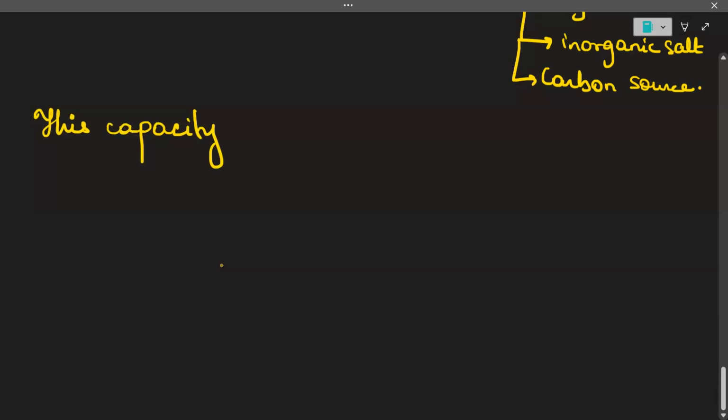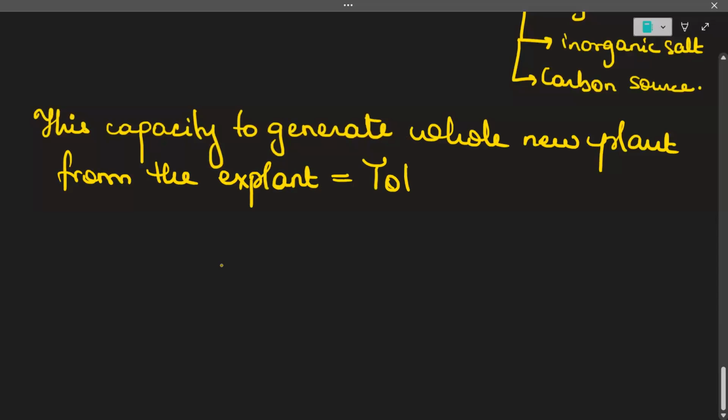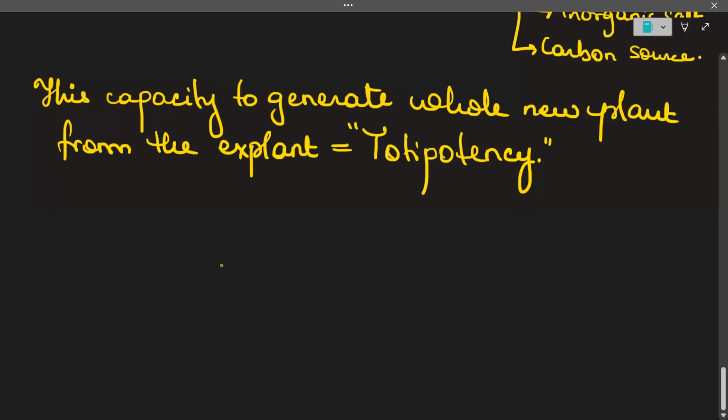is known as totipotency. So the capacity to generate a whole new plant from the explant. Meaning you took the explant and you generated a whole new plant from that. We call it totipotency. This is the phenomenon, you can say the property, the capacity that the explant has. Okay, this is the first thing.